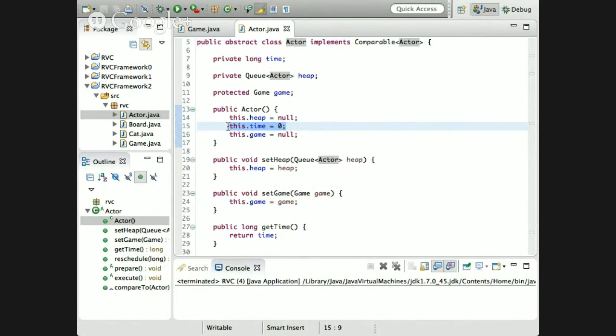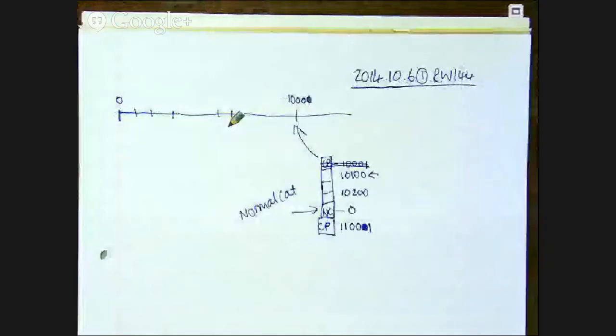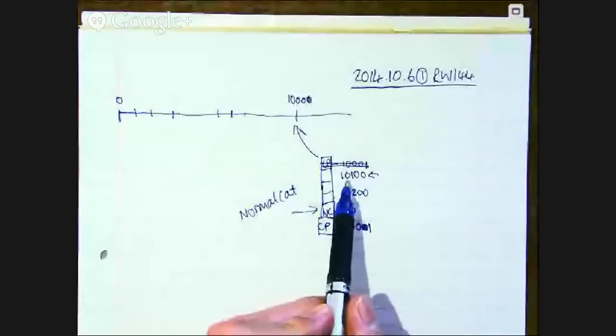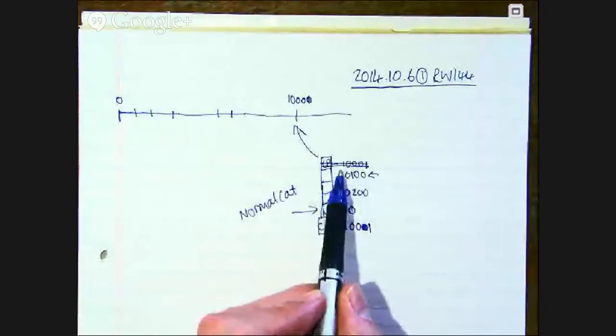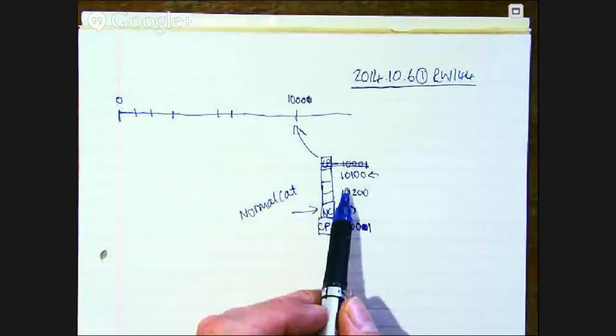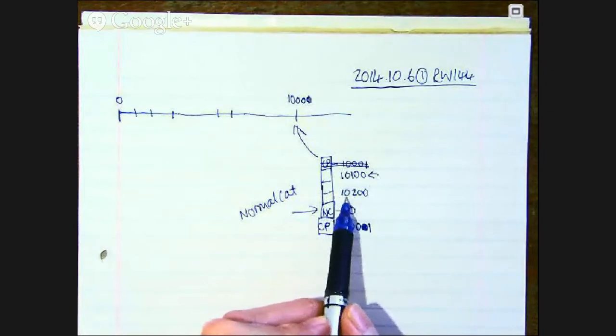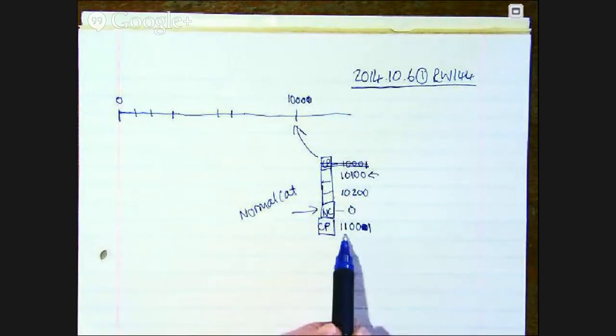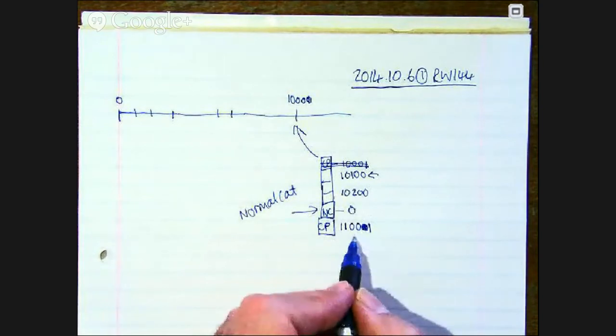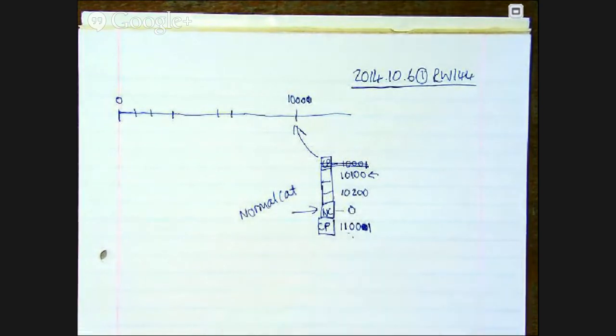All the other stuff in my heap have real times. I've got like 10,200, 10,100. This guy thought he was going to execute next after the cat producer. He was up next. There's a 10,200 actor. There's this actor which wanted to execute at time 10,100, and it thought it was next. There was another guy who wanted to execute at time 10.2 seconds, and the cat producer just rescheduled itself to execute at time 11.001 seconds.